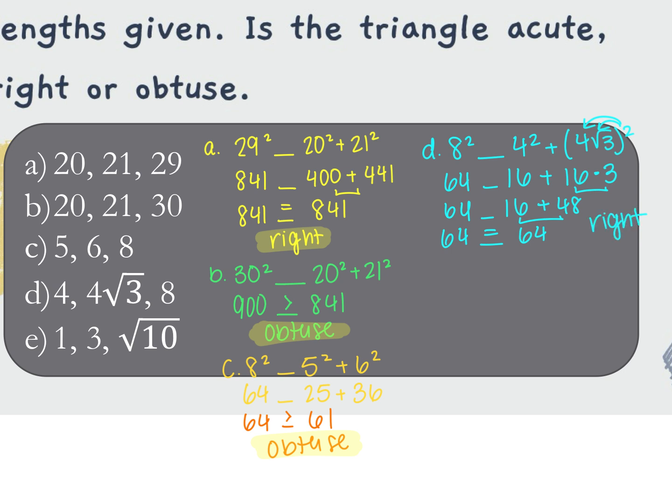And then looking at the last one, which is E, I'm going to have the square root of 10 squared, and then 1 squared plus 3 squared. The square and the square root are going to cancel, so I'm going to have 10. 1 squared is 1, 3 squared is 9. So I'm going to get 10 is equal to 10, and this is also a right triangle. Looking at these, there were no acute triangles here.